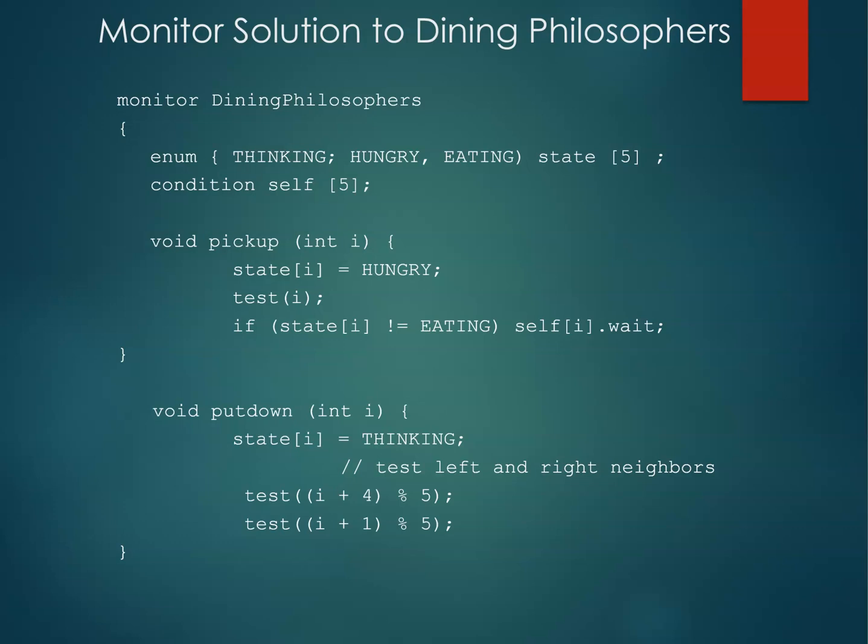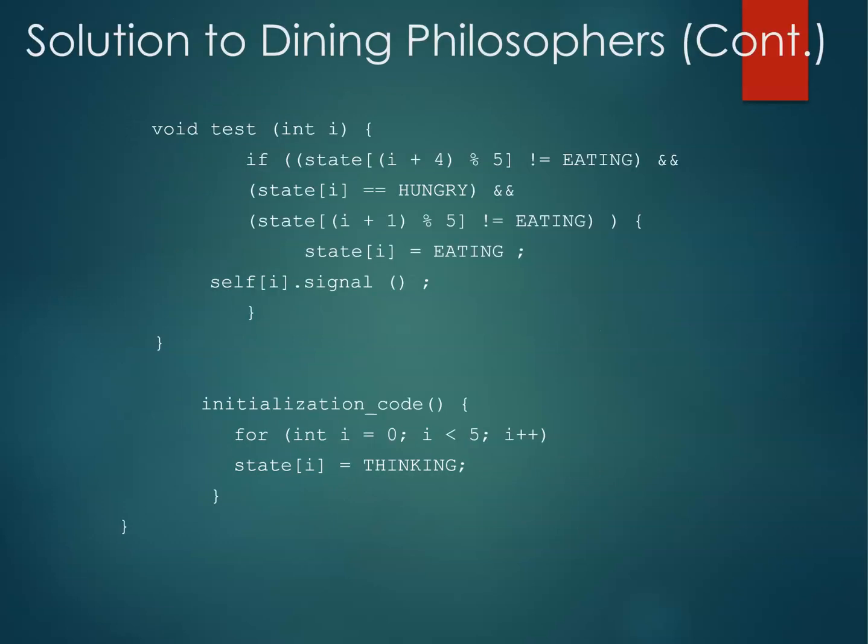Similarly, when we put down our chopsticks, we'll set our state to thinking, and then we test the left and right neighbor to ensure they get to it. Test basically says: if the neighbor is not eating and the current state is hungry, and the other neighbor is not eating, then we set the state to eating. Remember, the chopsticks could wrap around, meaning you're the first guy and the fifth guy is the one you're dealing with. That's why you use the mod.